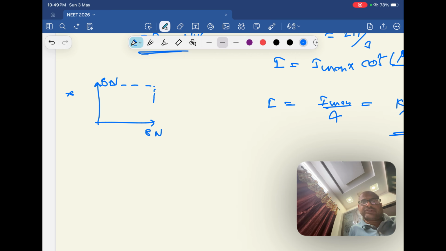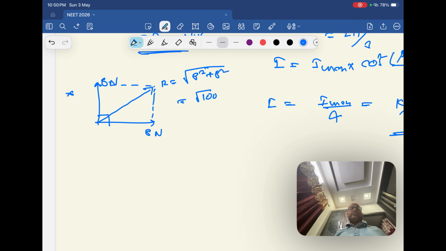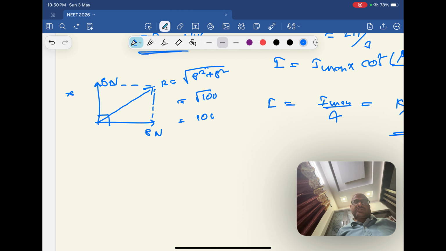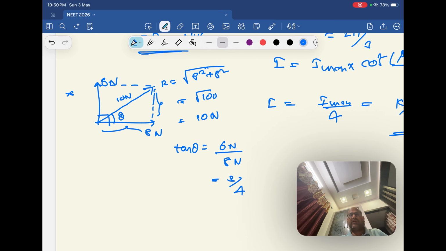You know by the parallelogram law the resultant will be the diagonal passing through the common vertex. These two are perpendicular, right? Resultant will be root of 6 square plus 8 square, root 100, that is 10. So I can say this is equal to 10 Newton. If I take theta with the 8 Newton force, tan theta will be opposite by adjacent. Opposite is 6 Newton, adjacent is 8 Newton. So this will be 3 by 4. Like tan theta of 3 by 4, for what value?